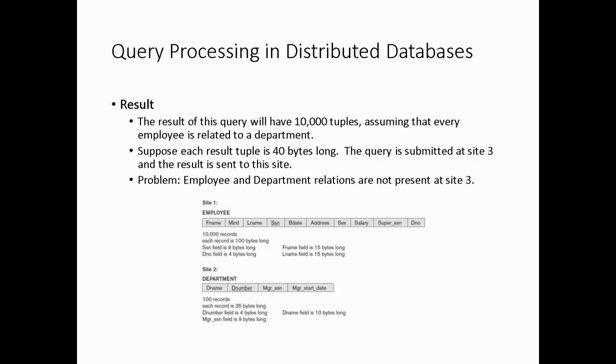And let's assume that the query is submitted at site 3, and the result is going to be sent there. The problem is that site 3 does not contain any of these relations. So that means some data transfer should happen.